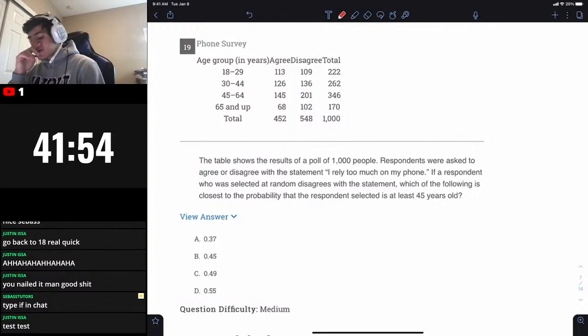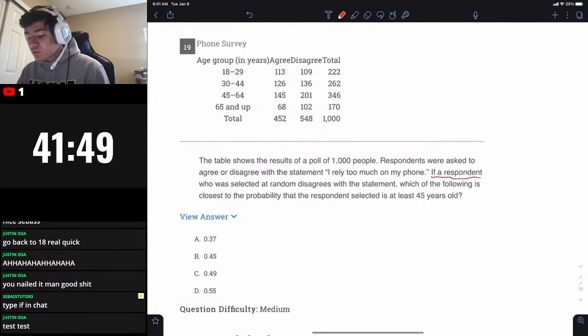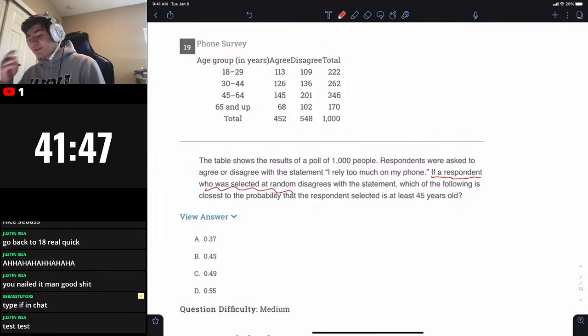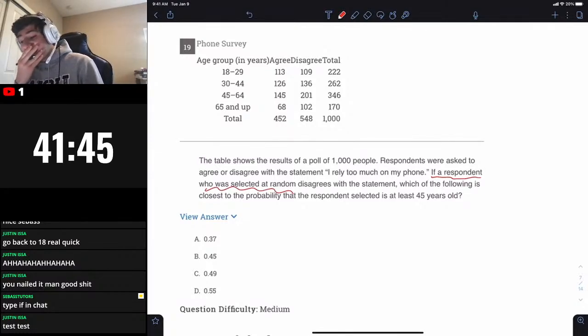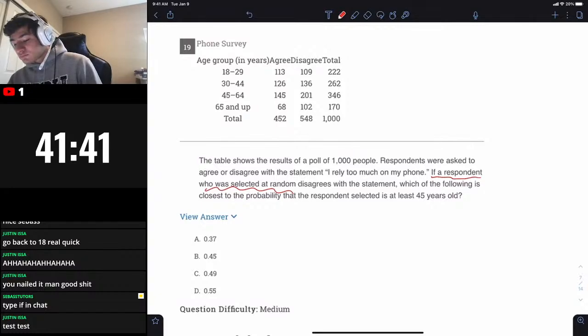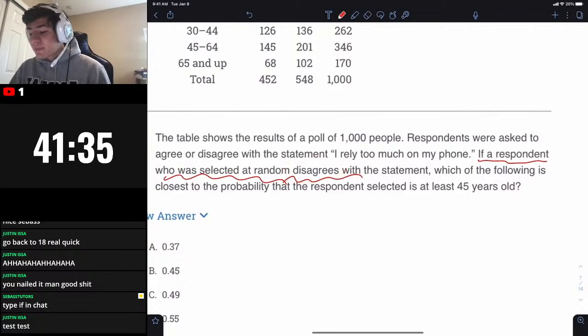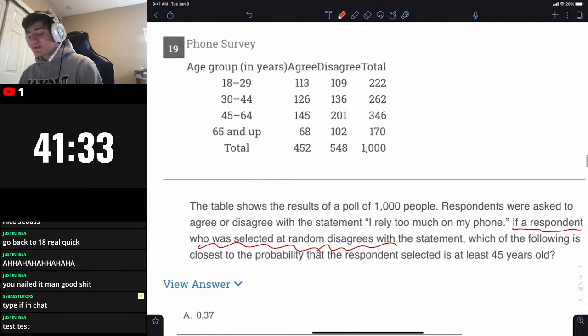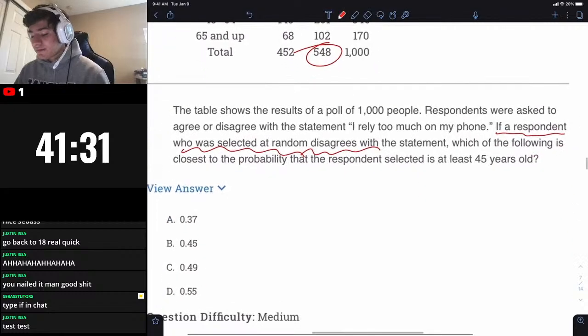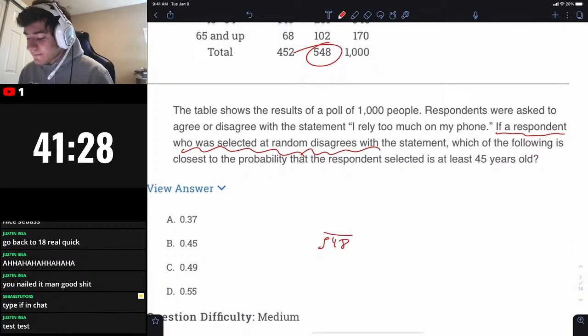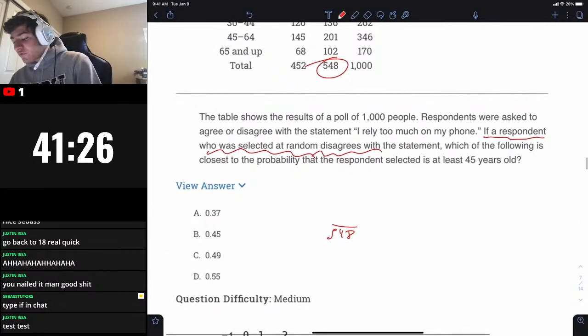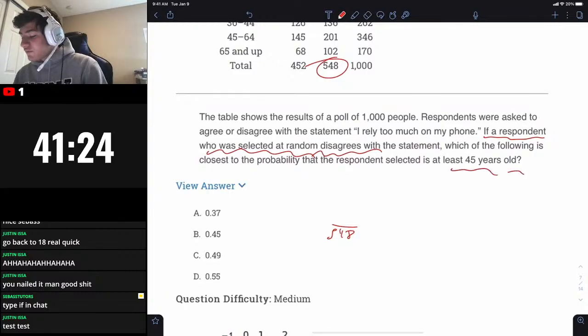So first, let's take the entire pool we're choosing from. It says if a respondent who was selected at random, so any respondent selected at random, we have how many respondents? Oh, no, we have a respondent that disagrees. That's very important, right? So how many of the total respondents disagreed? 548. So that's going to be the bottom half of our fraction. And then of those 548, how many are at least 45 years old?